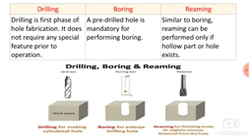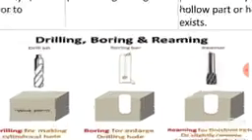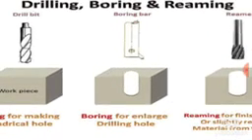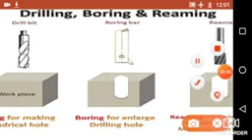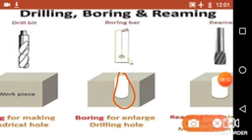That is about drilling. Then boring. A pre-drilled hole is mandatory for performing boring. So here in the second diagram you can see the hole is compulsory, and only then can you perform the boring operation. This boring bar will go inside this hole and it will enlarge its diameter.